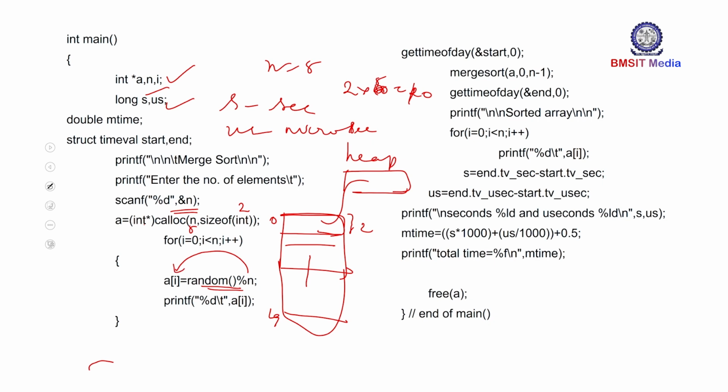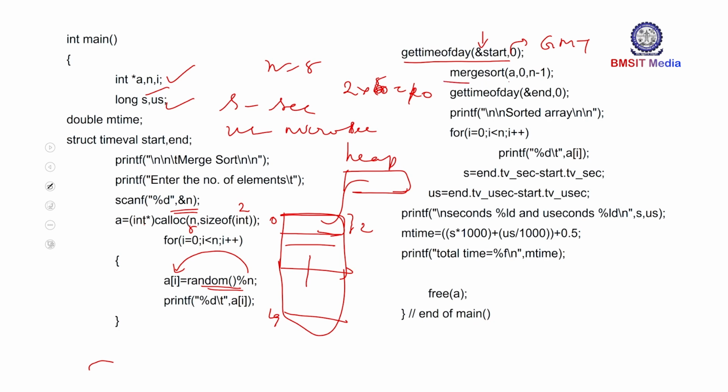Now there is a method called gettimeofday ampersand start comma 0. It is a function which is part of your sys/time.h header file. Why we use this particular function is that we would like to take the current system time, the starting time, before starting the algorithm. The comma 0, we make it 0 because it pertains to GMT time, Greenwich Mean Time. We are not going to consider too much about that GMT time, so we have maintained it as 0.